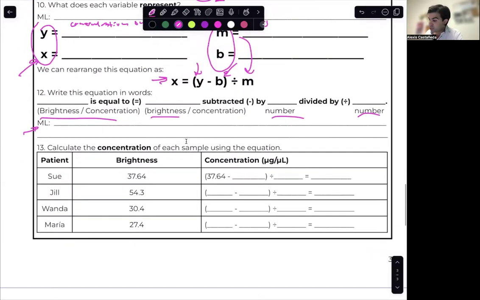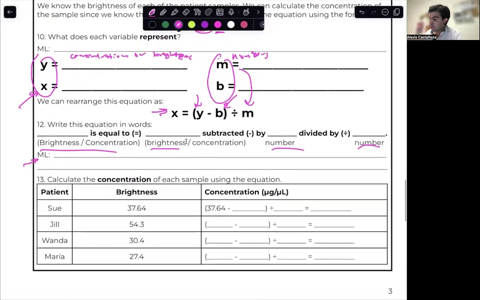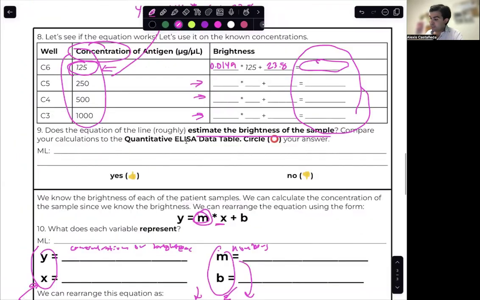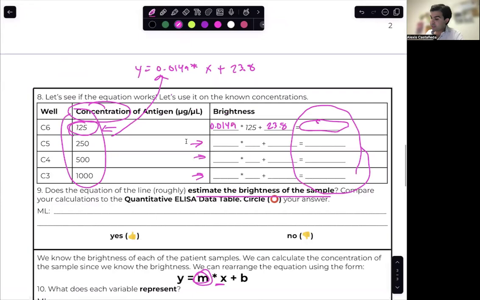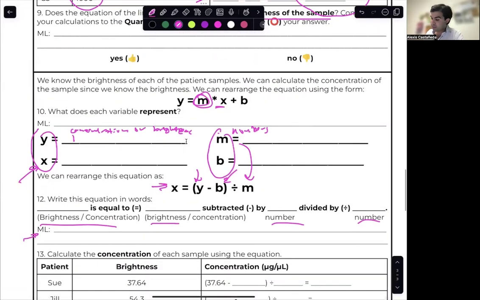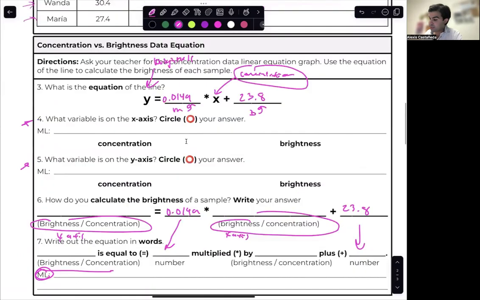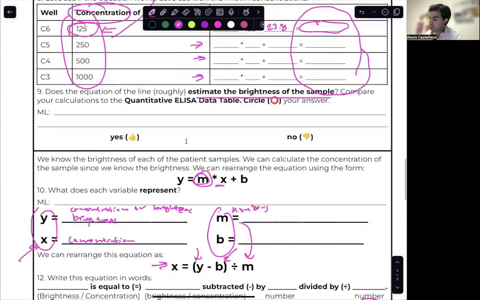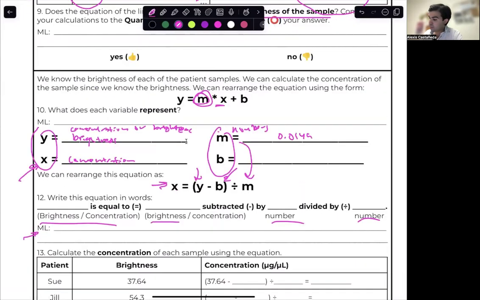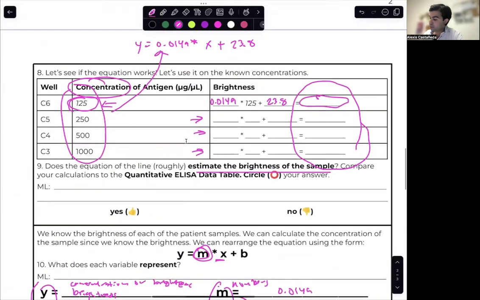Then you're going to use this equation to calculate the concentration of each sample. So we know that our y is what, right? Our y in this case is our brightness. Our x is concentration. Our m is 0.0149. And our b is 23.8.